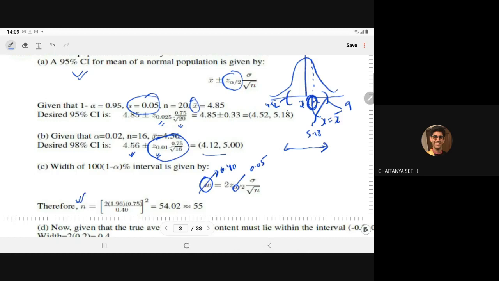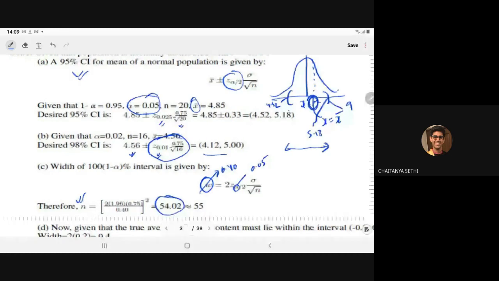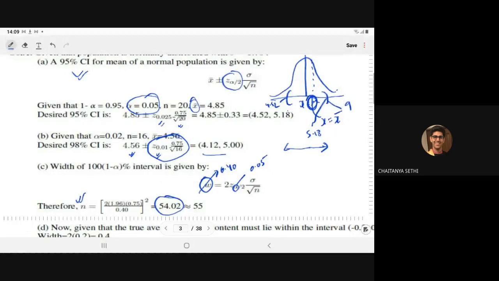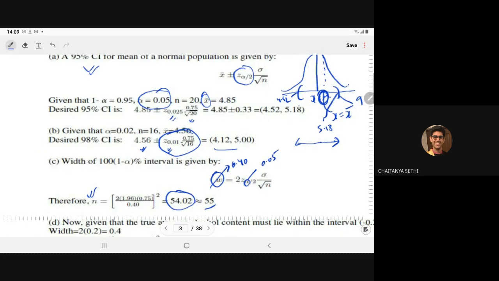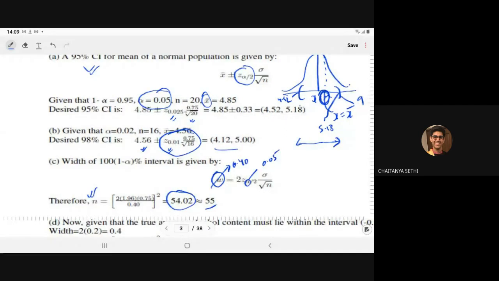When we have n equal to 54.02, this is the exact value, but a sample cannot be partial. So never do the round off, always take the ceiling value, whether it is 54.001 or 54.999, all will be equivalent to 55. Always you have to take the ceiling value, right? Sample size you cannot reduce, so never take 54, always take 55.